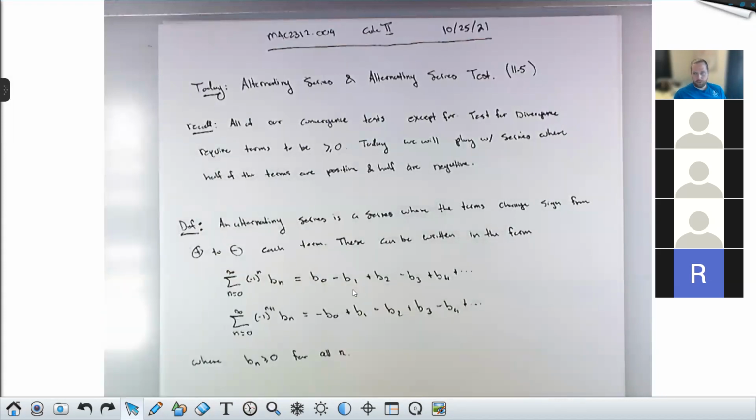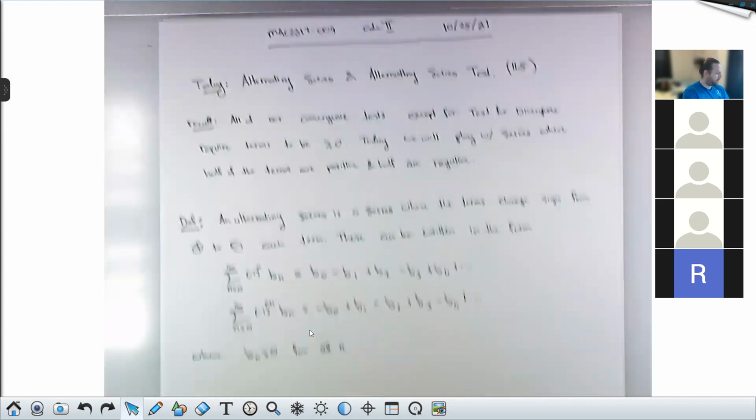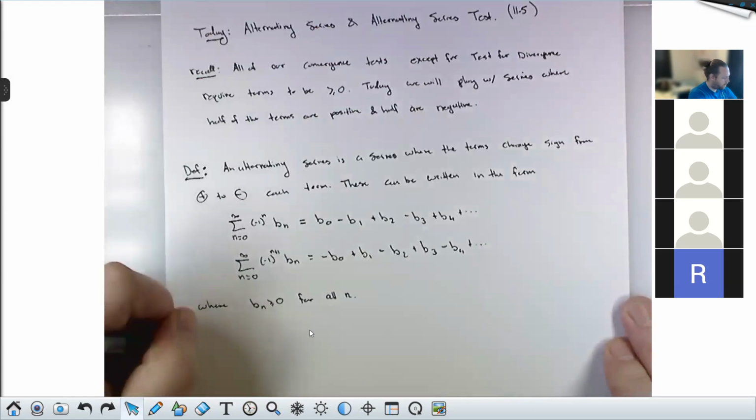Of course, these series don't need to start at 0. They could start at 1 or 2 or 3. And there are other things besides -1 to the n that can blink you back and forth between being positive and negative like that. I'll show you some examples, but this is the standard way of writing things. A quick example, alternating series. I showed you a few the other day.